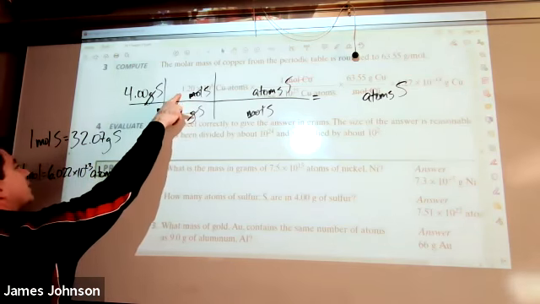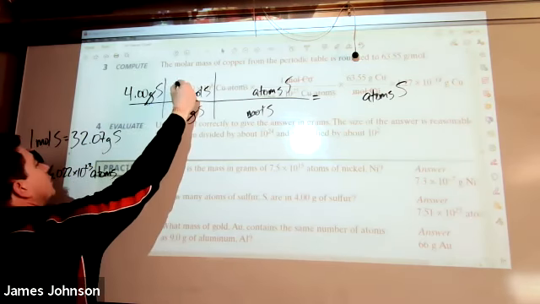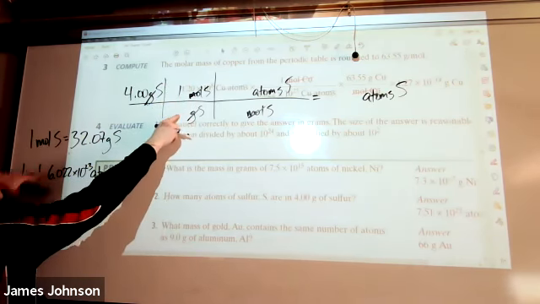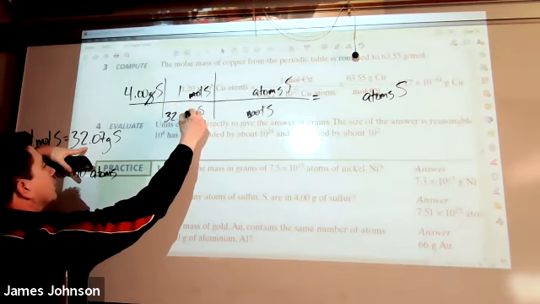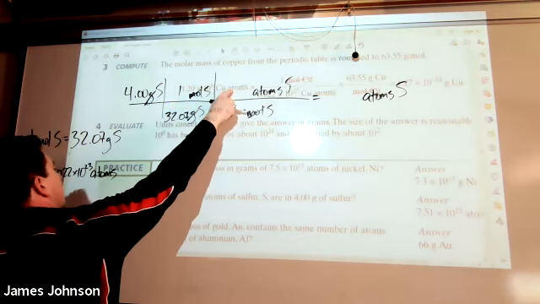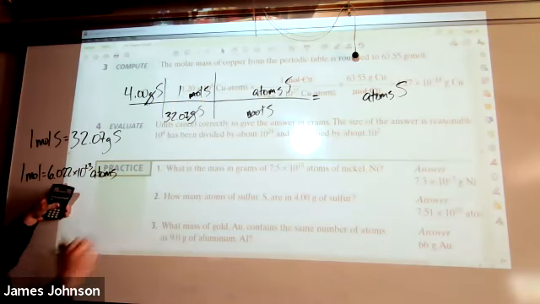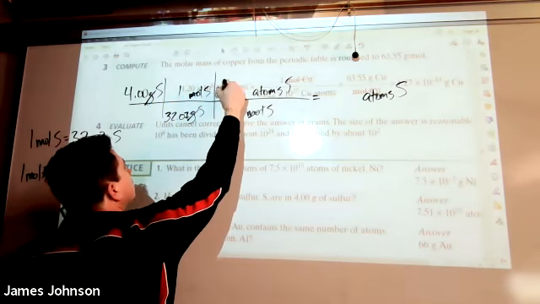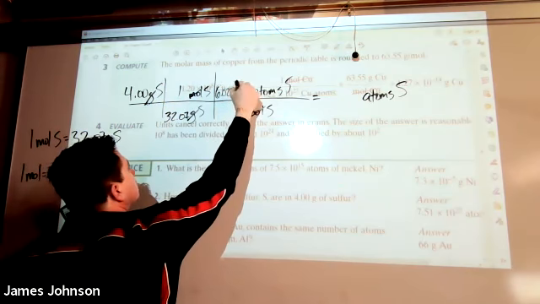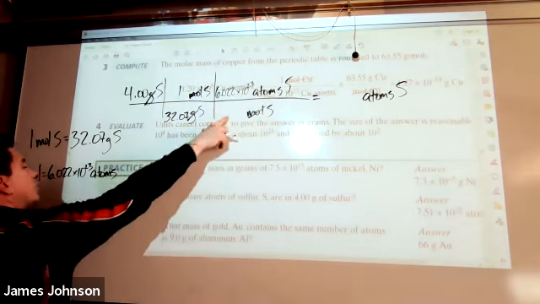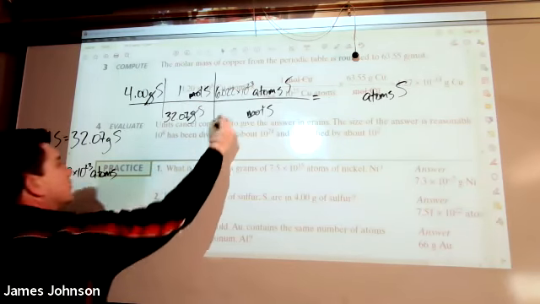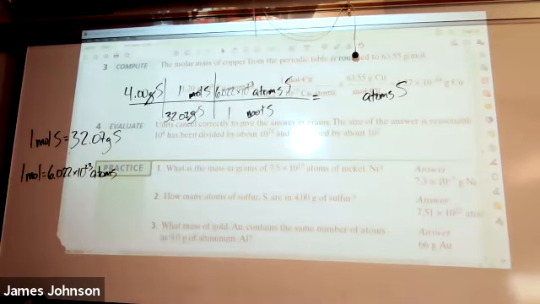What do I put in front of this mole? Whatever I have in front of this mole. What do I put in front of this gram? Whatever I have in front of this gram. What do I put in front of this atom? Whatever I have in front of this atom. What do I put in front of this mole? Whatever I have in front of that mole. And now we're ready to calculate.